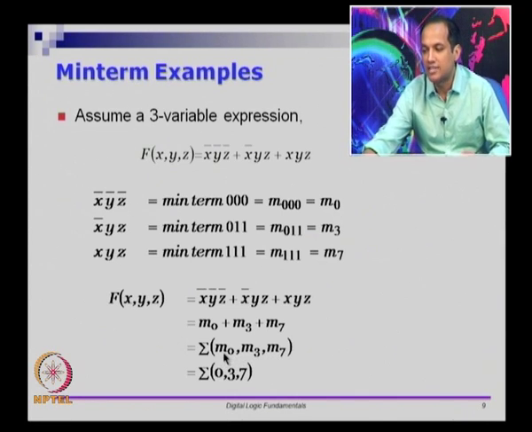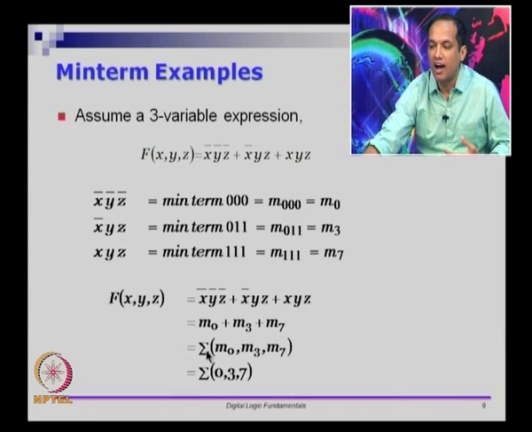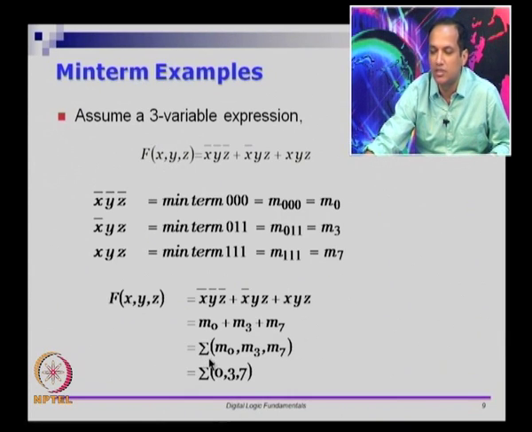You can think of it as a set of terms m0, m3 and m7, and you have to logically OR those things. That's what the sigma implies. And this m0, m3 and m7 are all in subscript form, and we can drop the small case m whenever we know that there is a sigma outside. We can just write it as 0, 3, 7. So if you see a sigma of 0, 3, 7, it means it's the sum of minterm 0, minterm 3 and minterm 7. And minterm 0, if I give you the variable ordering x, y, z, would be x bar, y bar, z bar. Minterm 3 would be x bar, y and z, and so on.